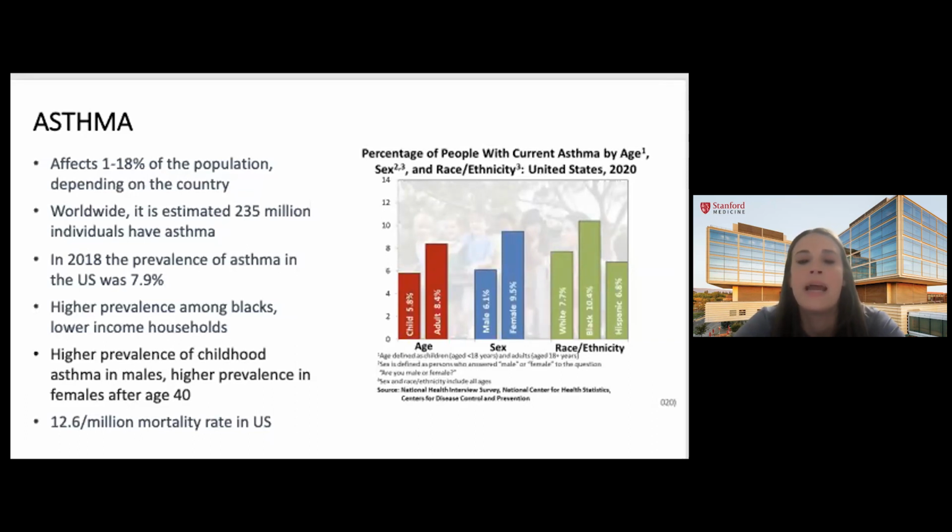Interestingly, in childhood, asthma is more common in males, but as you get older, around age 20, it evens out with a similar prevalence among females and males. And then after age 40, for probably multiple reasons, it does become more common in females. And there is mortality, people do die of asthma. It's low, but about 12.6 people per million do die of asthma in the US each year.